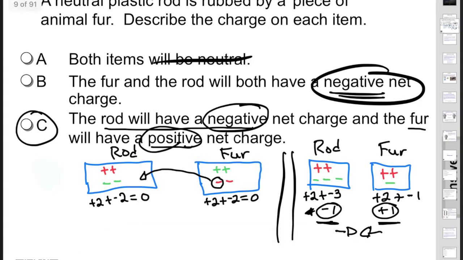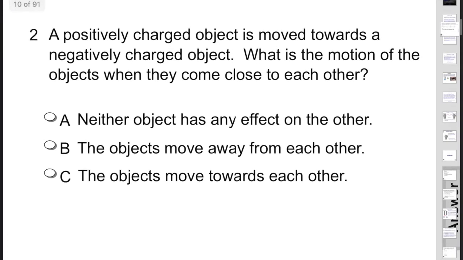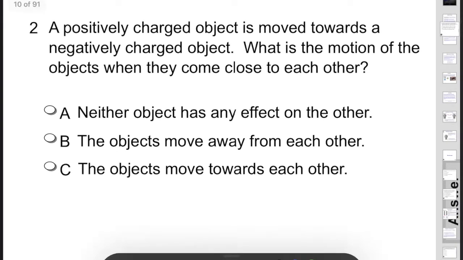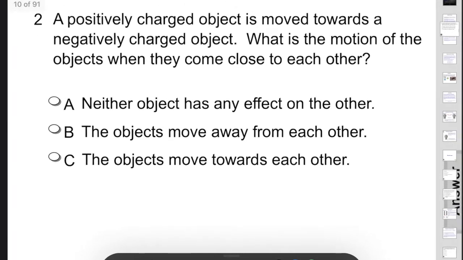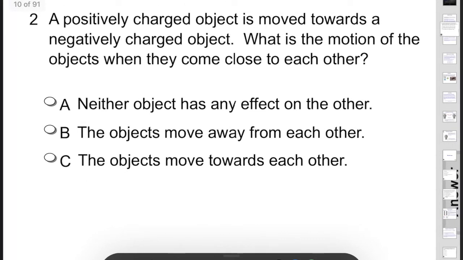Now, let's go to the next problem. In the next problem, we have one object that is positive and one that is negative. What is the motion of the object when they come close to each other? Now, we need to determine if they're going to attract each other or repel each other. And let's go right here.